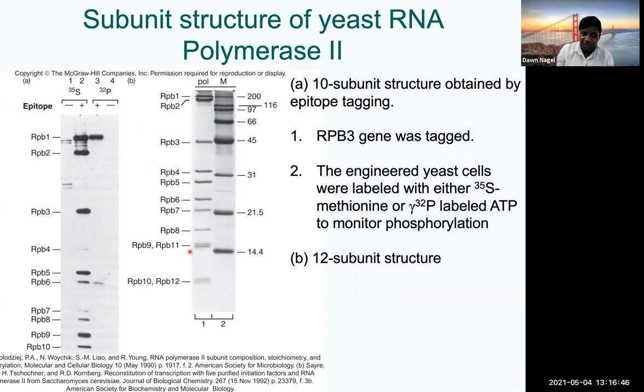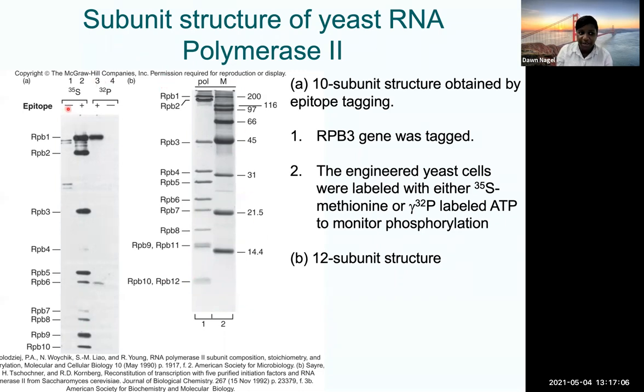And you can see that you have the 12 subunits instead of the 10 that you see here. And this is just a ladder. The M is just a ladder, okay? And so we know that RNA polymerase has the 12 subunits. So what does the minus and the plus mean?